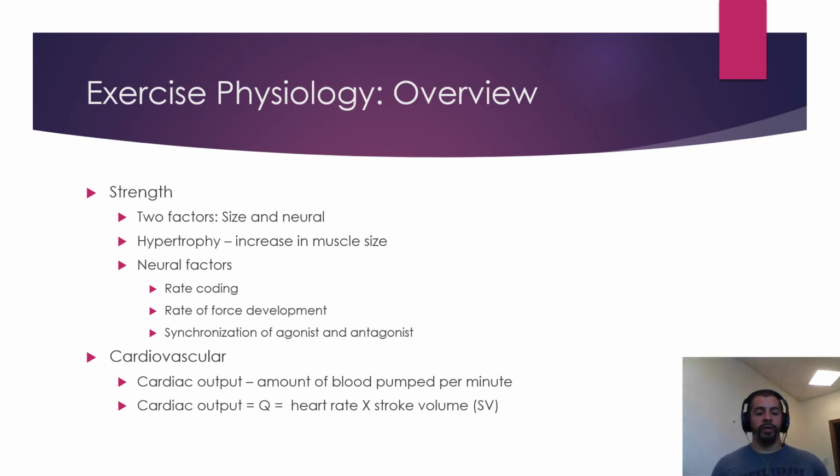All right, cardiovascular. I'm going to move a little quicker. So again, you guys have to know all these. Cardiac output is the amount of blood pumped per minute out of the heart. We measure this where Q, which equals cardiac output, is the heart rate per minute, how many times your heart beats per minute, times the amount of blood pumped per beat. So that's what cardiac output is.